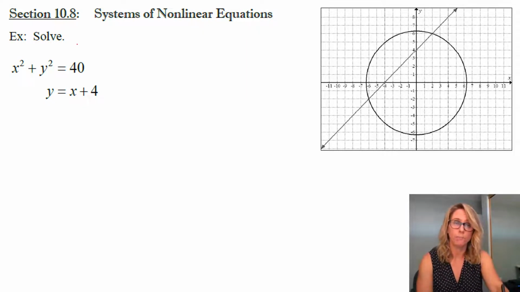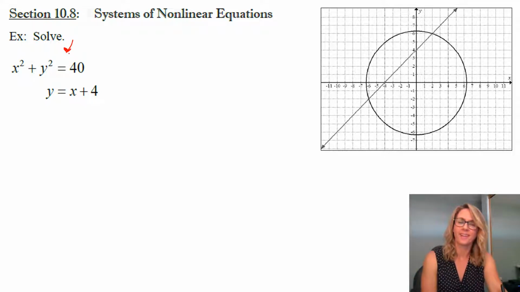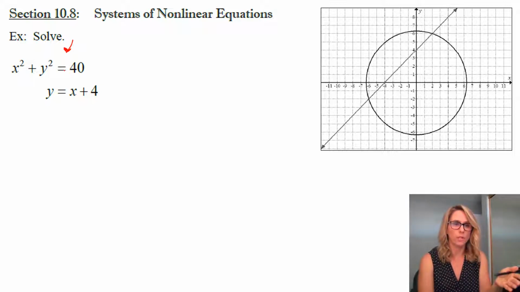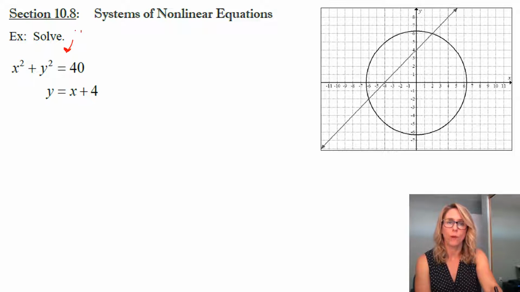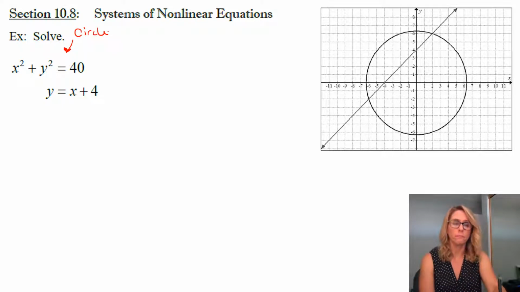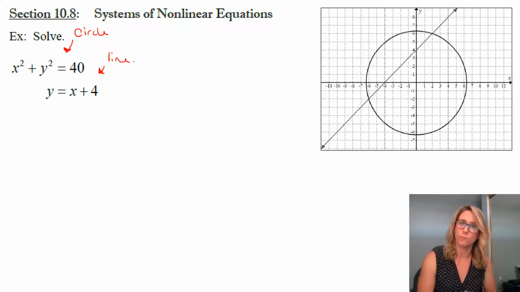at the same time. What you want to try to get good at is identifying what you have. So in this situation, we have x squared plus y squared equals 40. We want to recognize that this is the equation of a circle. And when we see y equals x plus 4, we want to notice that that's the equation of a line. So being able to understand that can give you an idea of what you're dealing with.